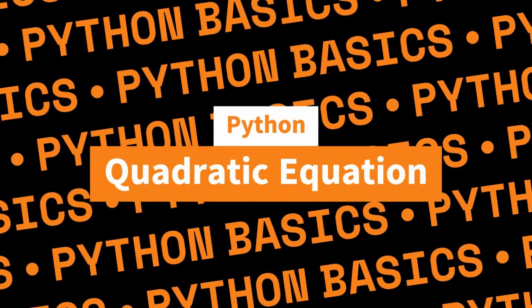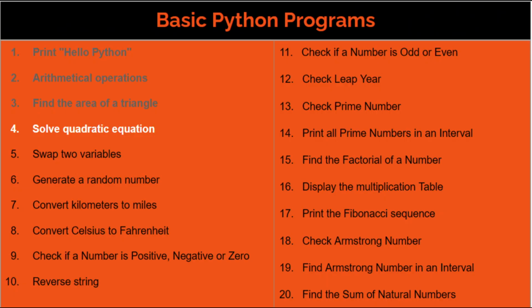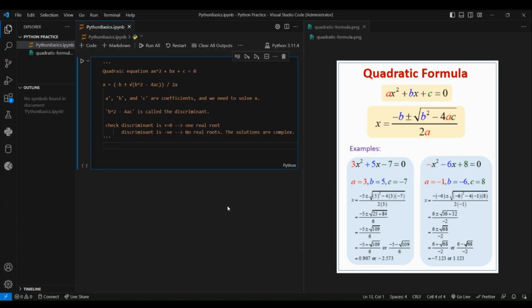In this video, we will solve quadratic equations using Python. A, B, C are the coefficients of the quadratic equation, ax squared plus bx plus c equals 0. We need to solve for x.